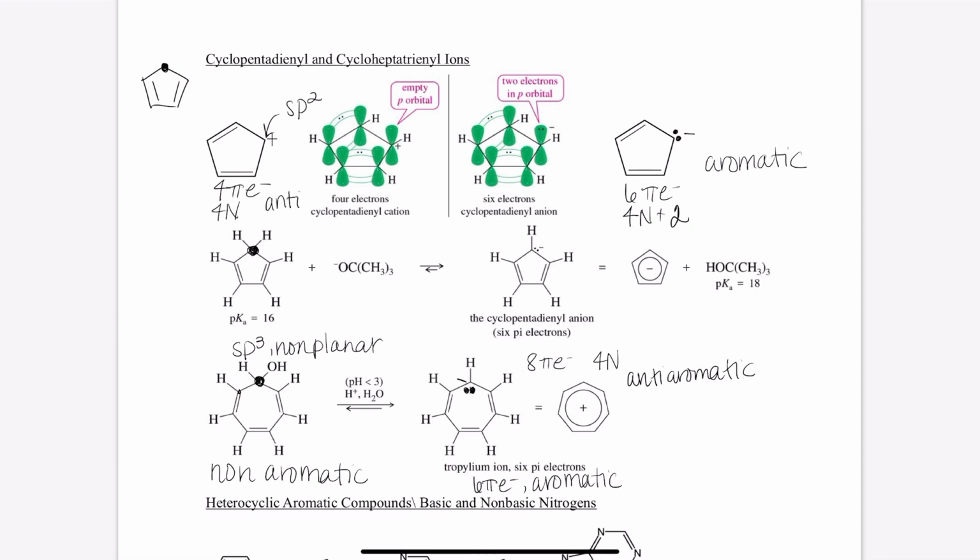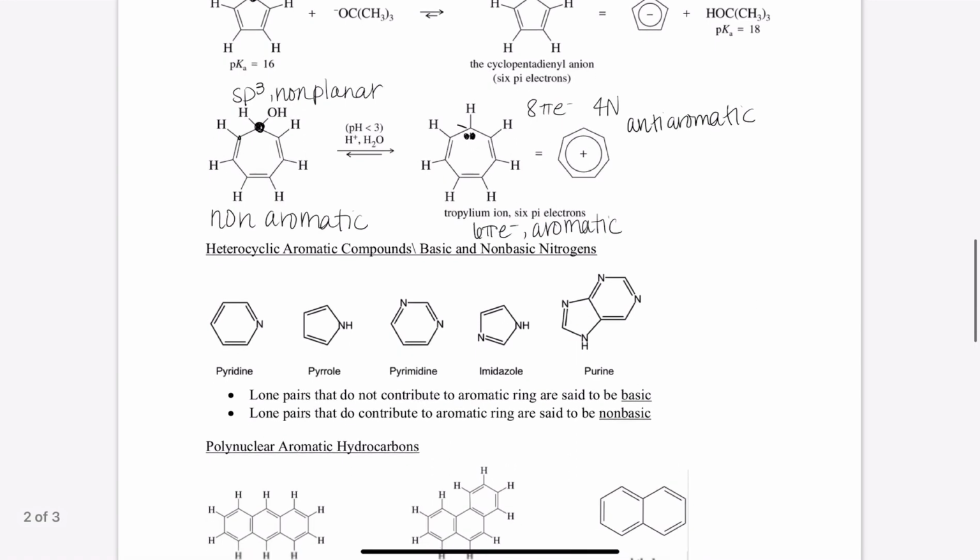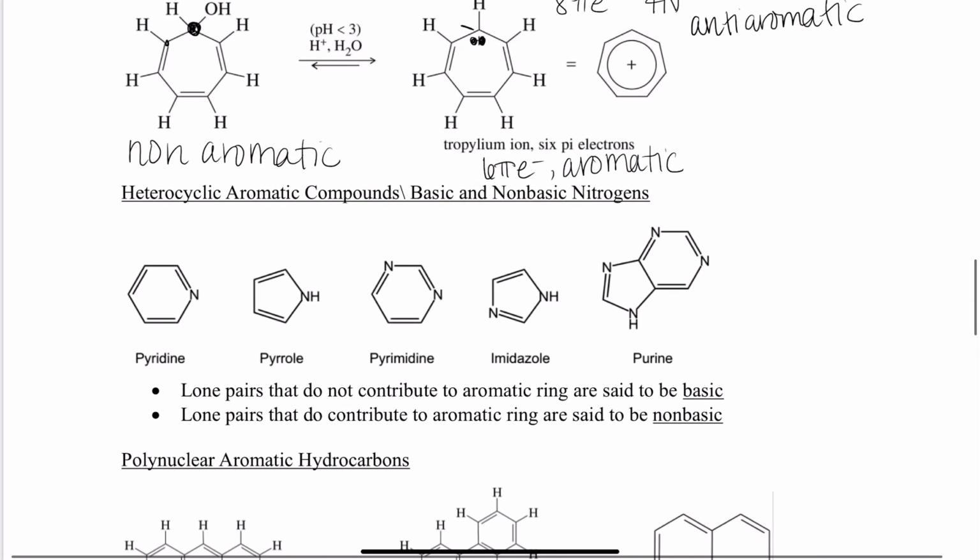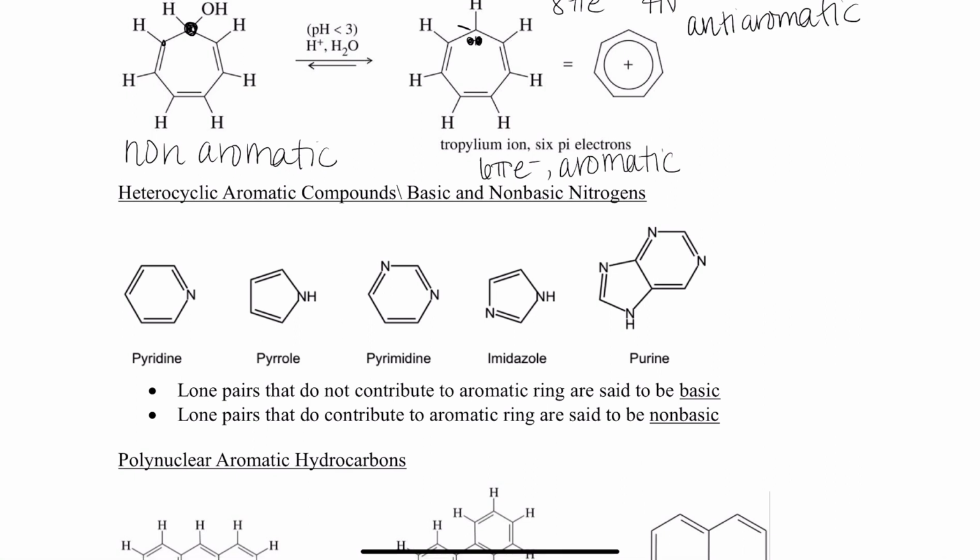So we have just been focusing on hydrocarbons for aromatic compounds. Now we're going to move to heterocyclic aromatic compounds. So now we're going to start introducing nitrogens. We will also go over a few examples that have oxygen and maybe even sulfur. We say these are heterocyclic aromatic compounds because now we're containing more than just carbon and hydrogen.